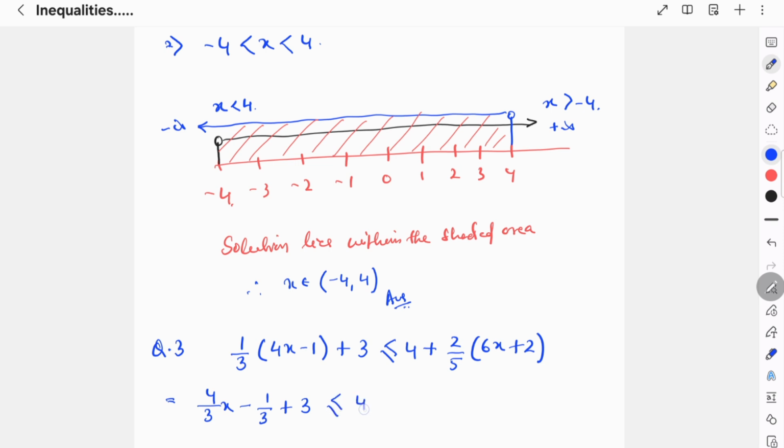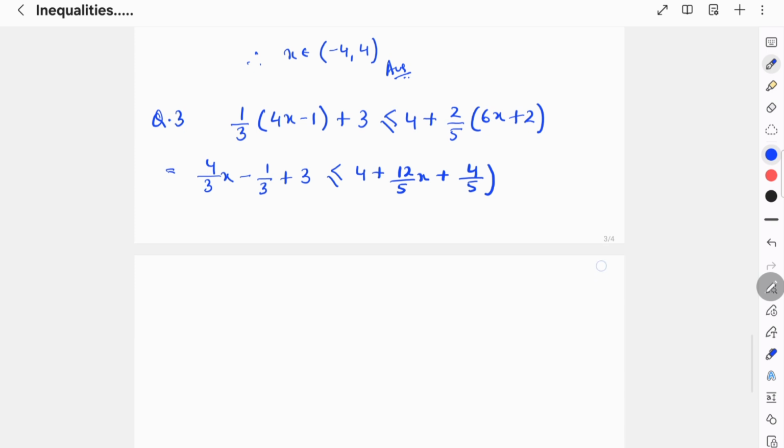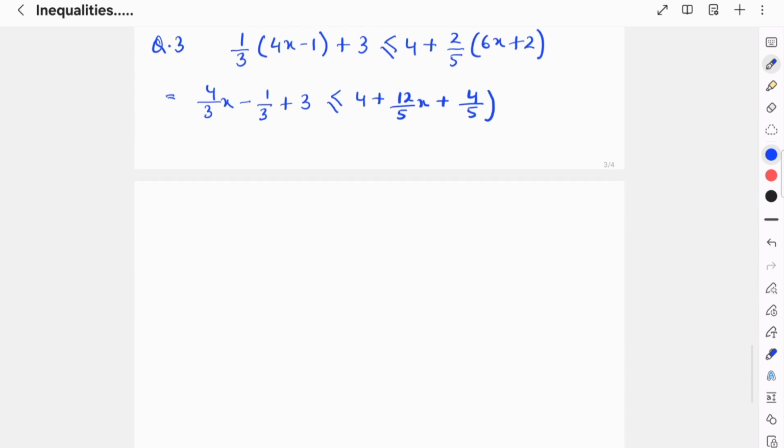So now we'll distribute this 1 by 3 within the bracket. So we'll get 4 by 3 x minus 1 by 3 plus 3 is less than equal to 4 plus this 2 by 5 we'll distribute within the bracket. So we'll get 12 by 5 x plus 4 by 5.